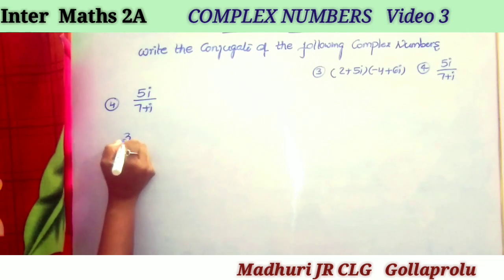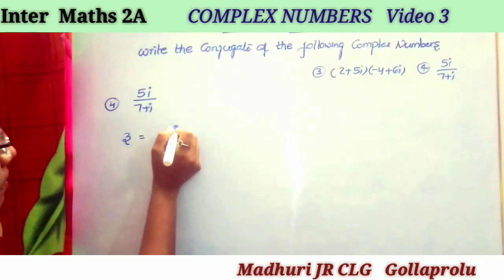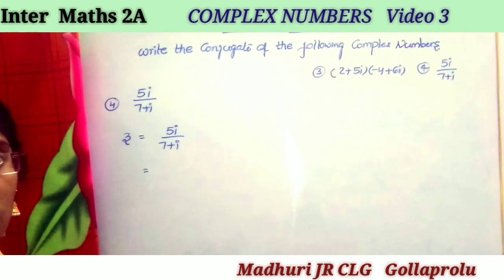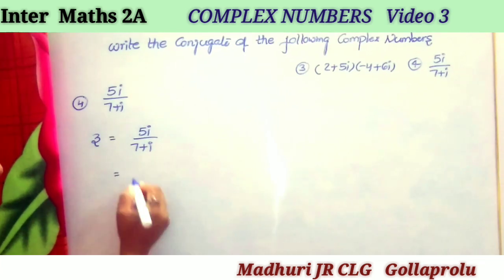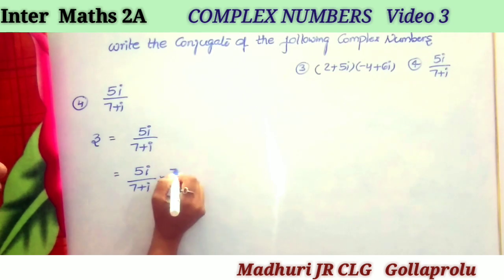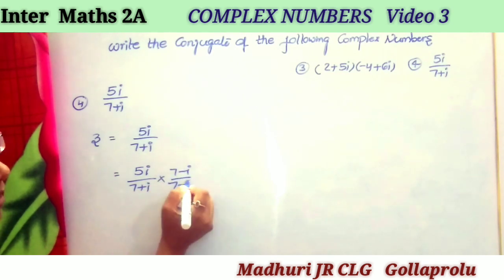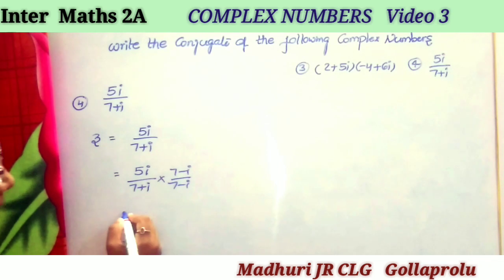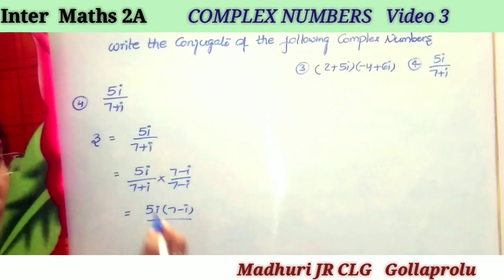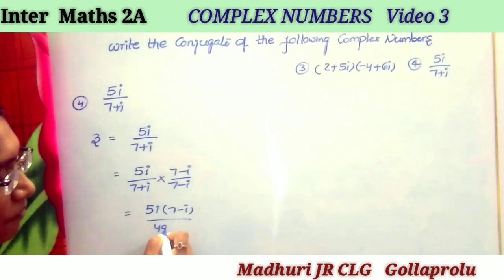Now the next question, 5i by 7 plus i. First I take that this is equal to z, z is equal to 5i by 7 plus i. So to find the conjugate of this number, first we have to do the rationalization. That is 5i by 7 plus i, into, we take the rationalization by the value 7 minus i.